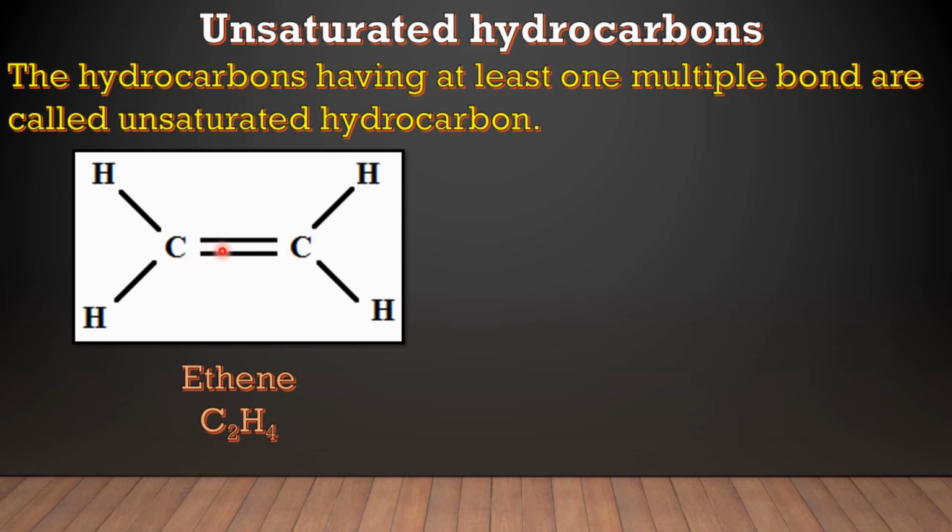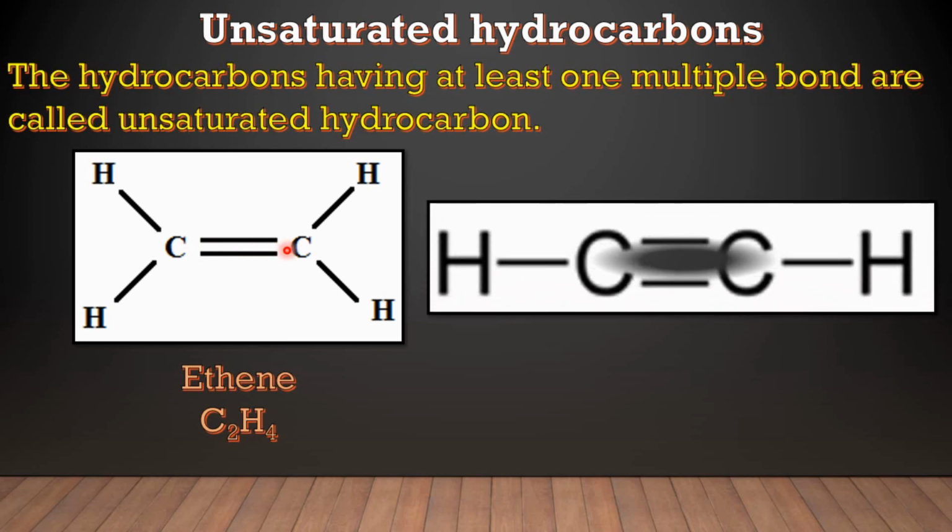Now here there are 3 bonds, that means there is a triple bond between these 2 carbon atoms. Such hydrocarbons which contain at least one multiple bond, it can be a double bond or it can be a triple bond, are called unsaturated hydrocarbons.